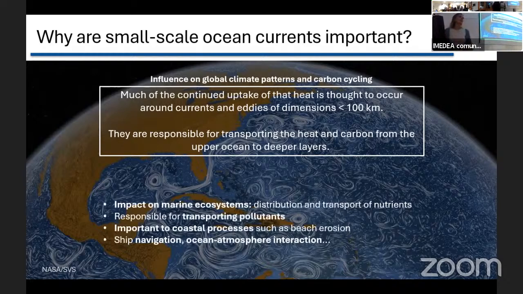But they are also important for other processes, such that they have a high impact on marine ecosystems, distributing and transporting nutrients. They are also responsible for the transportation of pollutants, such as crude oil, debris, and others. And also they are crucial for coastal processes, such as beach erosion. And knowing more about them can also help us with ship navigation, to know more about ocean-atmosphere interaction, among others.